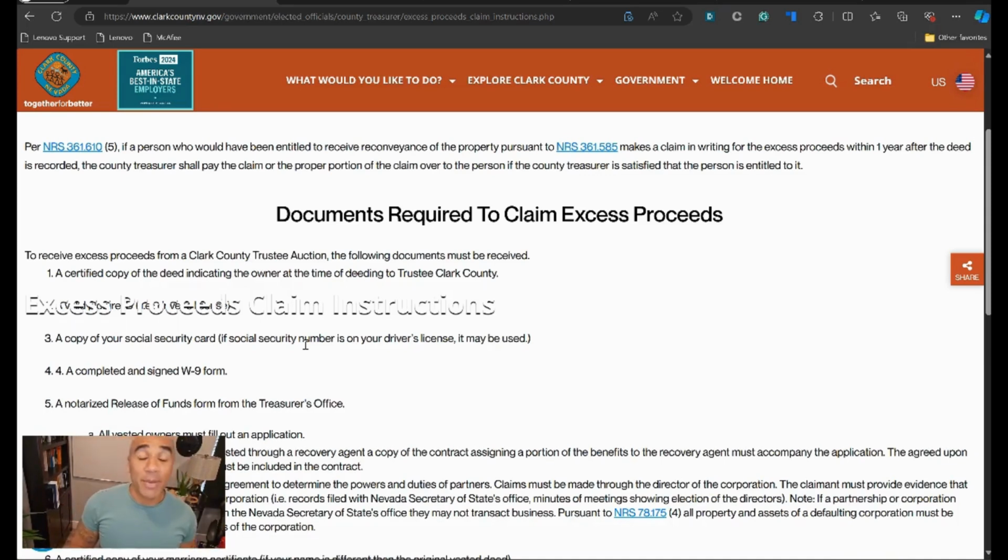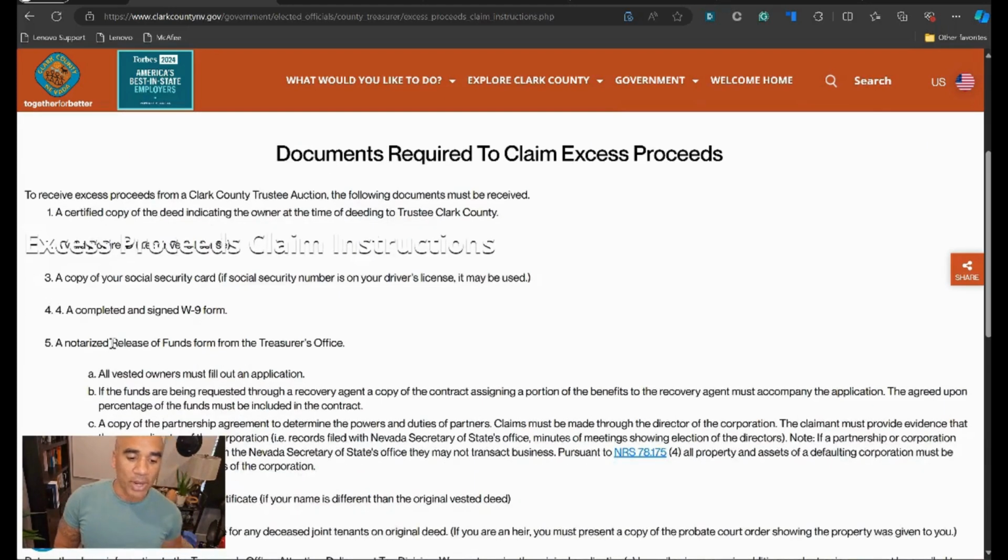They got to do a W-9 form. That's pretty standard across the board. So if you guys are filing claims, always let your people know that they have to complete a W-9, because they're not an employee of yours. So they're not going to do a W-2 or anything like that, right? They're not going to be your employee, but they are going to get some funds and we need to track these funds. And the W-9 will be completed by the person you are assisting. Notarized release of funds. I'll show you guys where that's at.